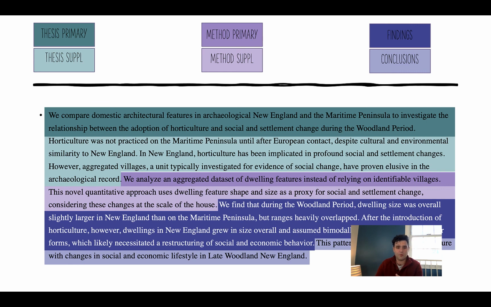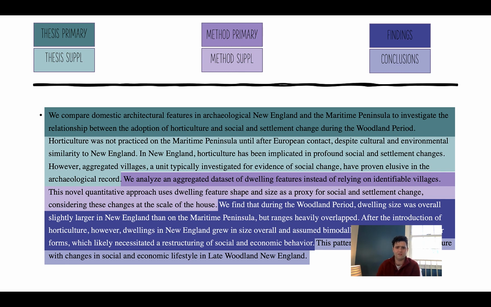This novel quantitative approach uses dwelling feature shape and size as a proxy for social and settlement change, considering these changes at the scale of the house. So that's my supplemental method, because again, this is why we choose this method. And I've pointed out very specifically that this is a novel quantitative approach. So it's novel, meaning we don't think anybody's done it before, and quantitative, meaning that we used numbers, right? We measured things and used statistics rather than using qualitative approaches, which is what most people had done before, right? So this is our argument for our method. Again, our supplemental to the method.